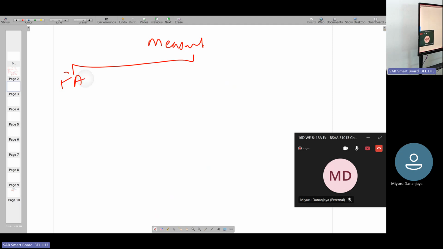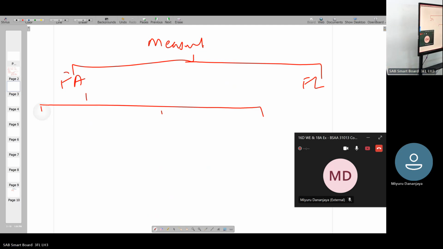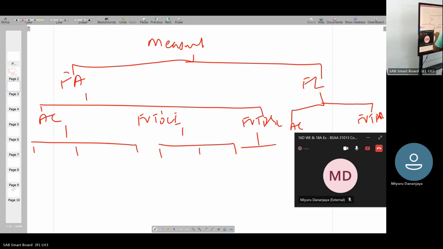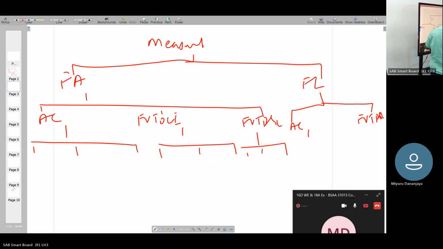Again, financial assets and financial liabilities. Financial assets are both with us: amortized cost, fair value through OCI, fair value through P&L. Financial liabilities: amortized cost, fair value through P&L. Again, each and every category should be divided into 3. This is better. Correct? Now we are going to talk about measurements.